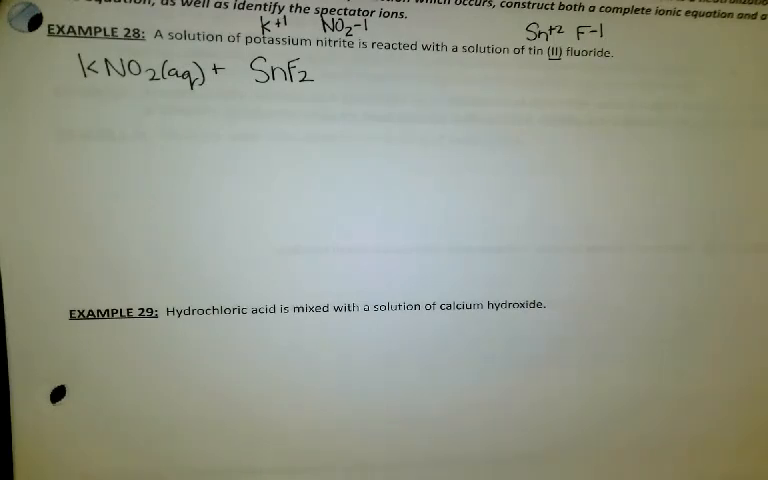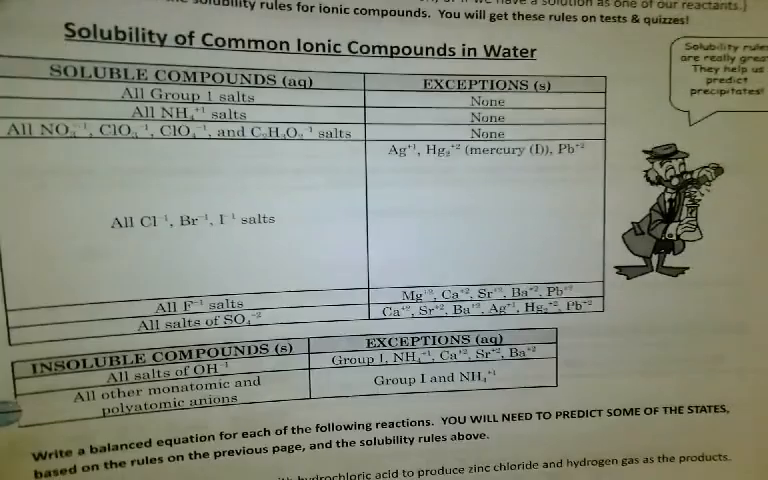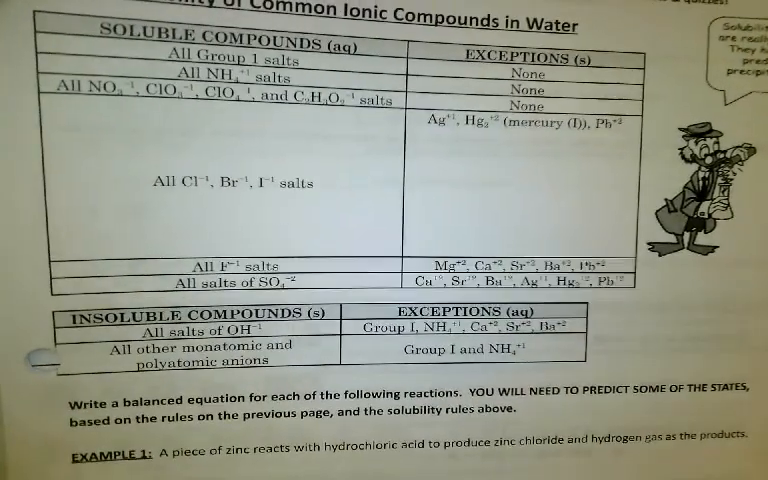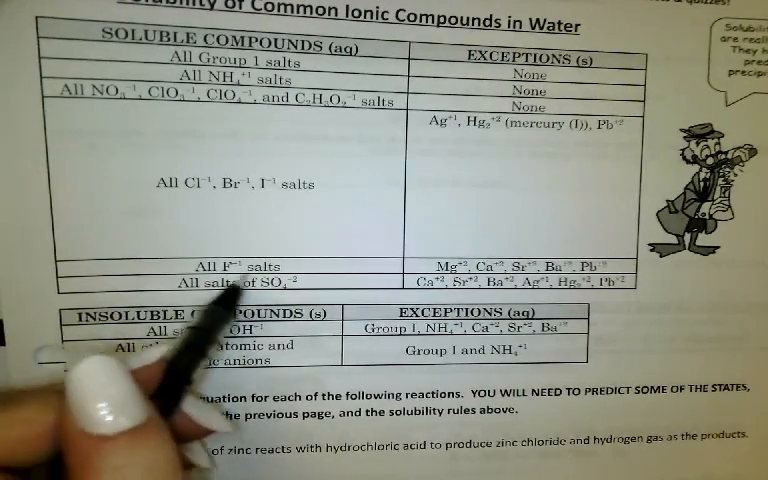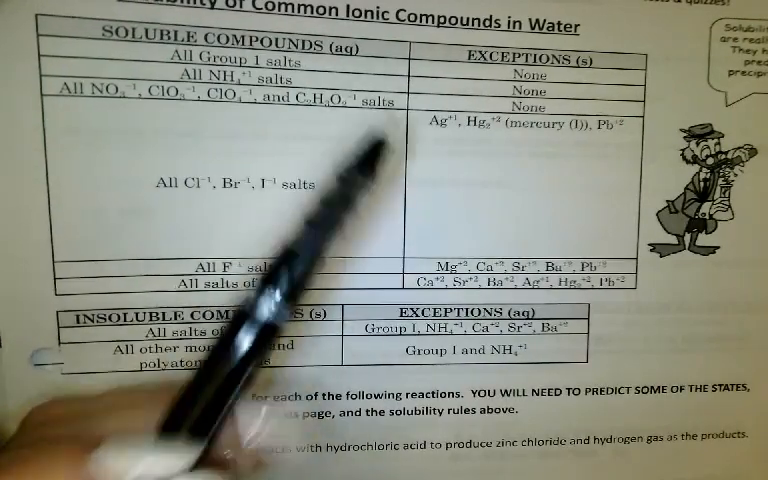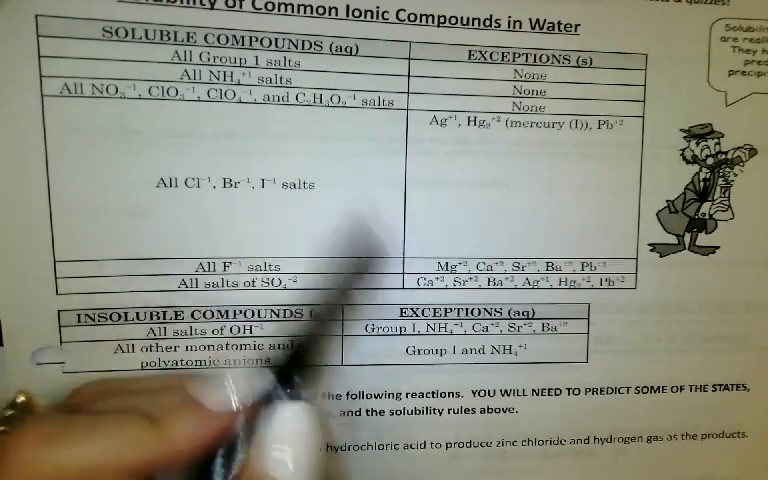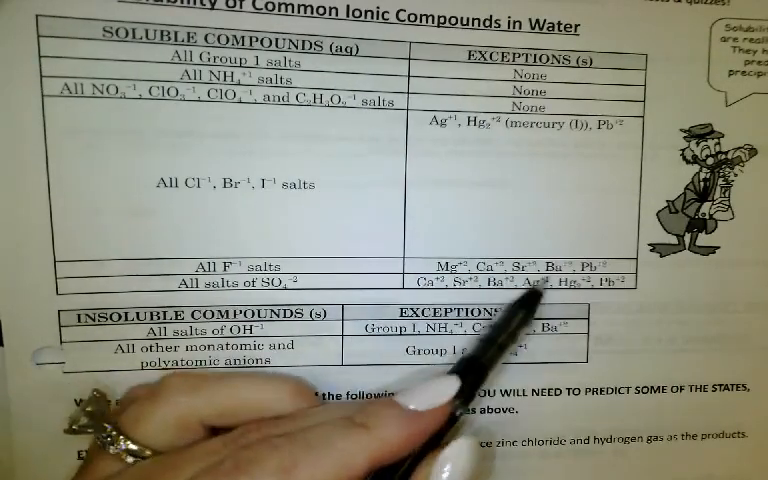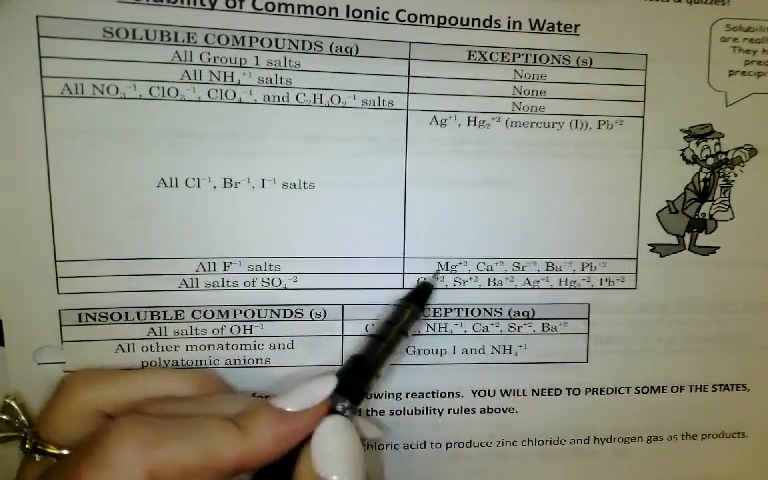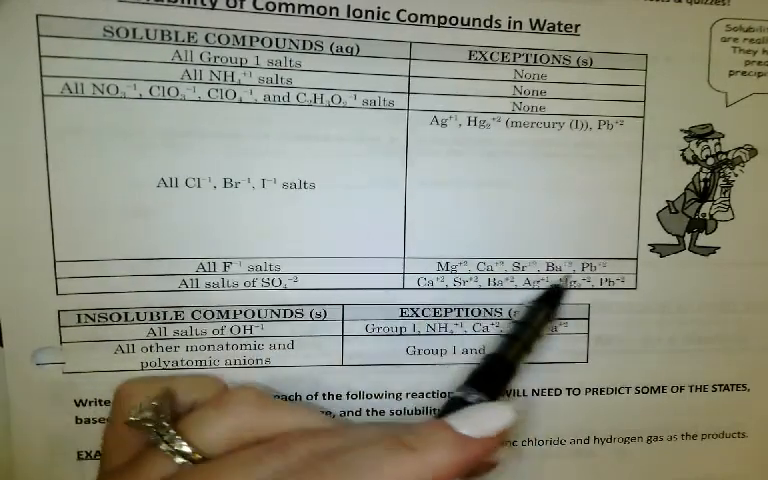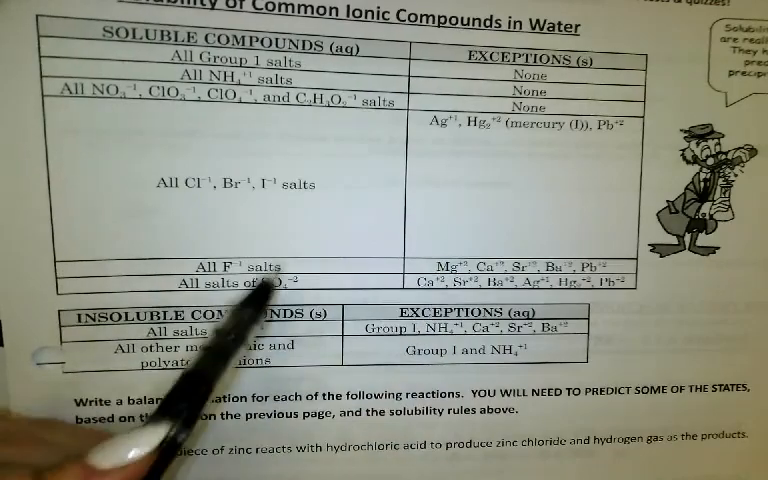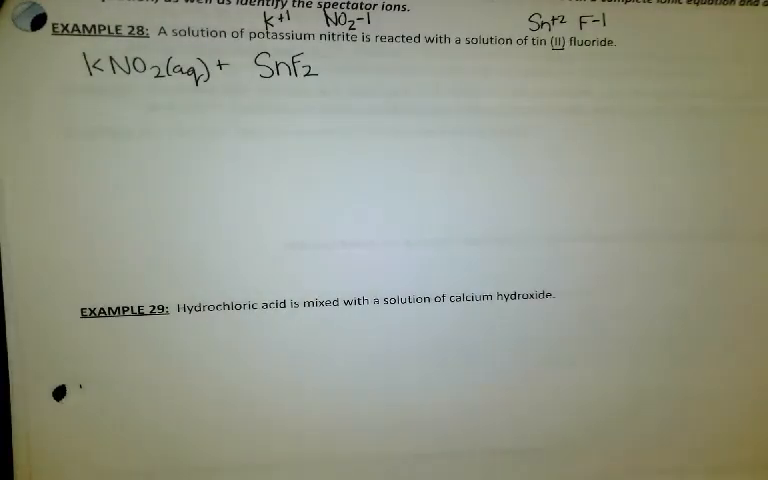Okay, so when looking at our solubility rules, we don't see a rule for tin, but we see a rule for fluorine. It says all fluoride salts are aqueous unless they're bonded with magnesium, calcium, strontium, barium, or lead. If they're bonded with one of these, then it's a solid. But tin is not in this list, is it? So that means that tin(II) fluoride is what? Aqueous. Okay, tin(II) fluoride is aqueous.